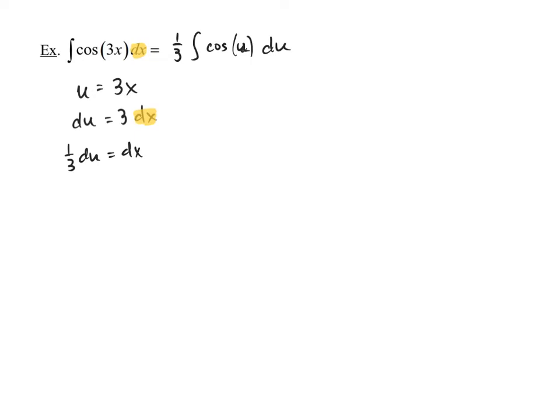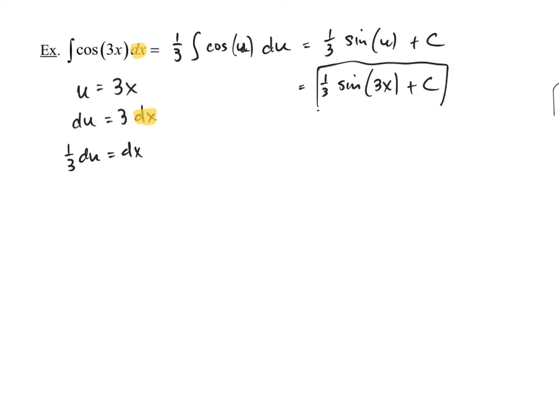u. So now this fits a rule on my integration table. So this will be 1/3 times the antiderivative of cosine u, which will be sine u plus c. And then rewriting this in terms of x, I'm going to have 1/3 of sine of 3x plus c. And the cool thing about this is that, remember, you can always take the derivative of your answer and make sure that it matches the original problem.